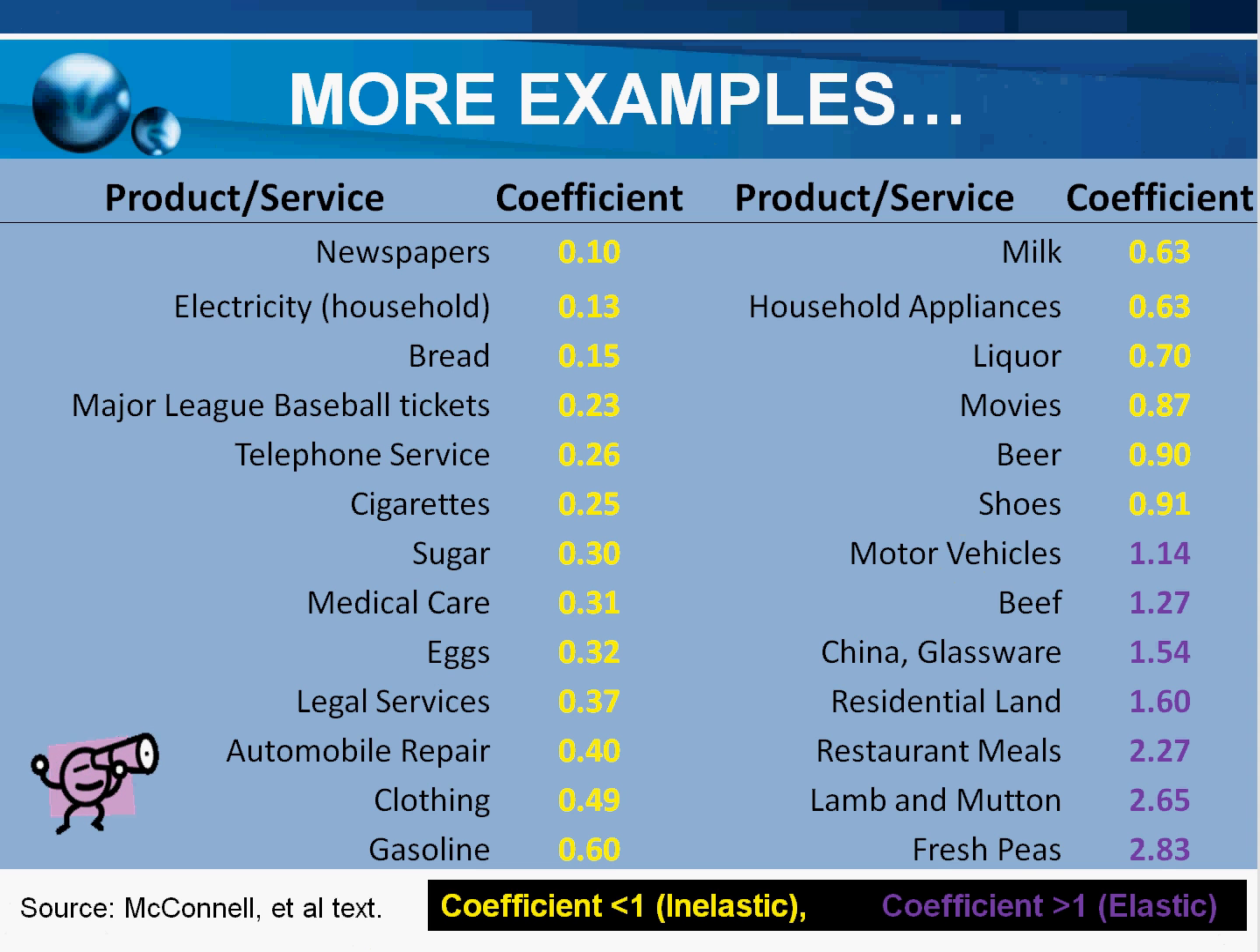Here are some examples that are provided in the McConnell text. The coefficients here in yellow are all less than 1 and therefore inelastic, categorically placed in the same bin. And the products here, these coefficients that are in purple, are elastic with a coefficient greater than 1. The way that an economist would interpret these numbers is as follows.